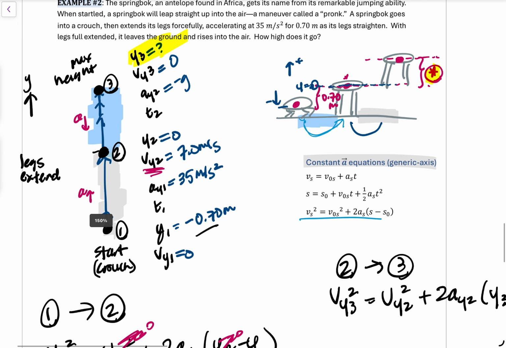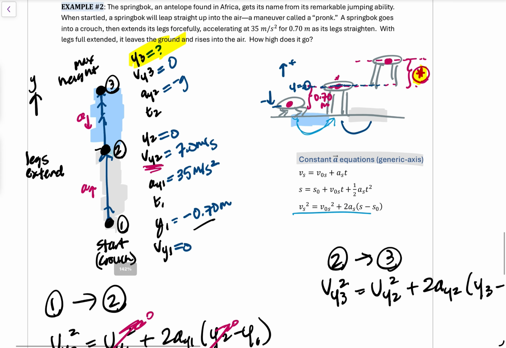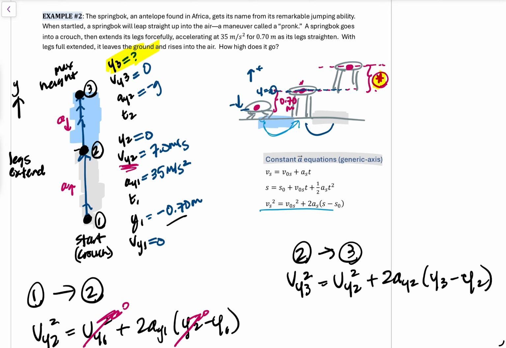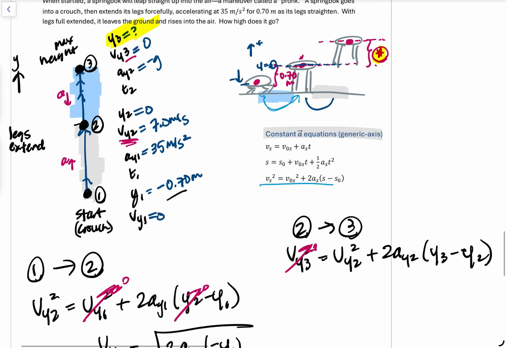So this is where it's nice, right? We have everything defined for us over here. So we don't have to go back and try to figure out what the problem says. I'm just directly looking in my setup here where I define variables. So this one's 0, so we can get rid of that. My vy2, so this is 7 meters per second, so we know that. My ay2 is my negative g, and then my y3 is what we're looking for. And my y2 here, we define that already as 0. So that guy is 0. And this is what we're trying to find.